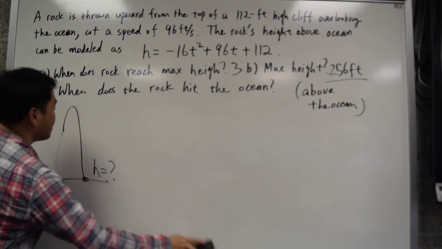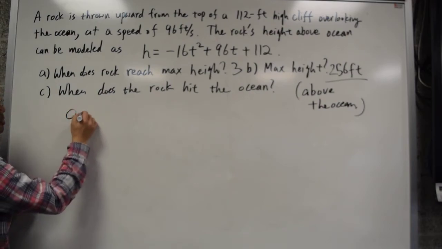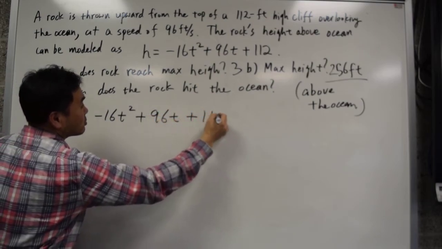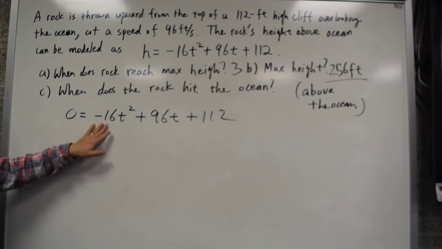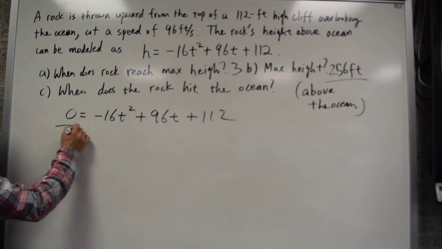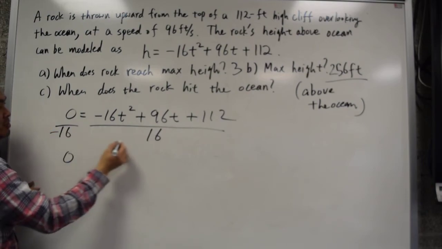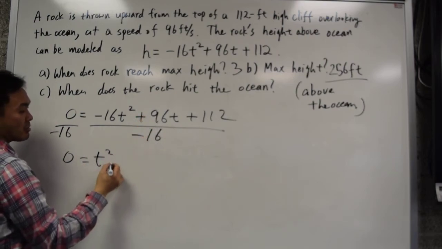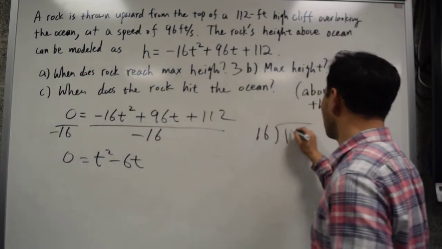All right, let's try that. Let's see when h is equal to 0, negative 16t squared plus 96t plus 112. I thought this was very big and hard to factor, but I realized that everything is divisible by 16. So let's divide everything by negative 16, so this becomes positive t squared. 96 divided by negative 16 is negative 6. I'm not so sure about 112 over 16.